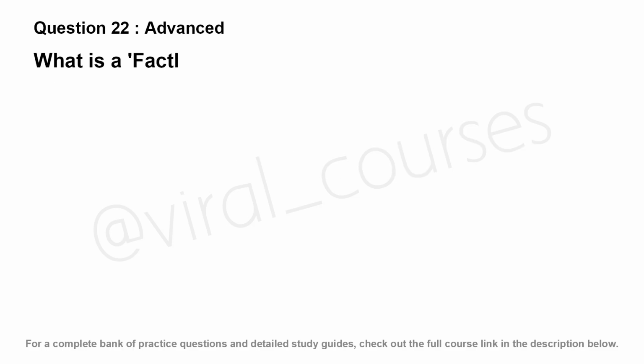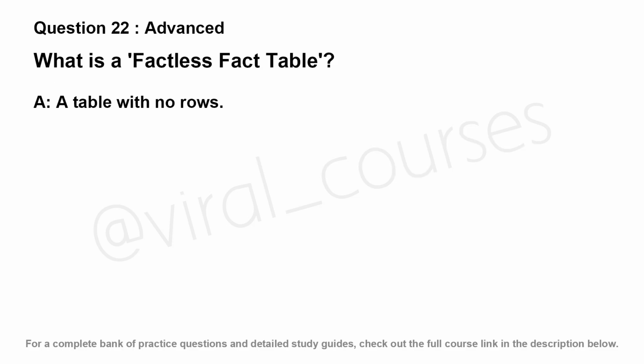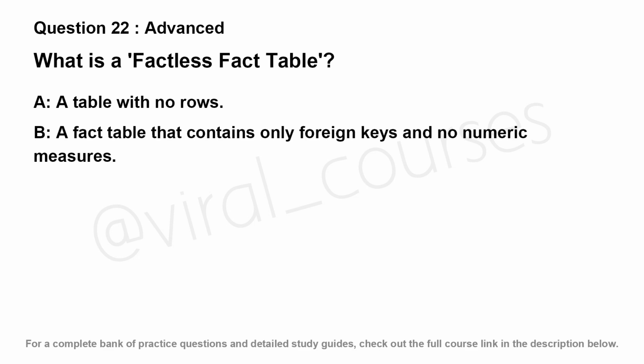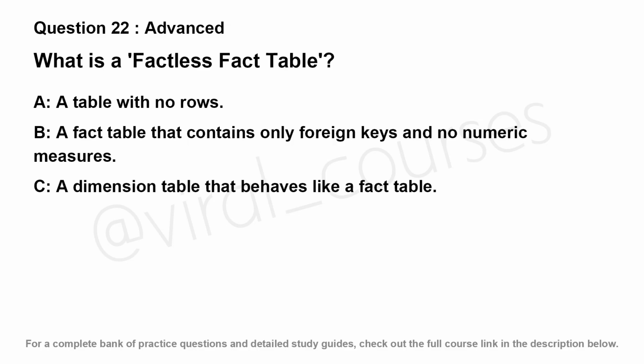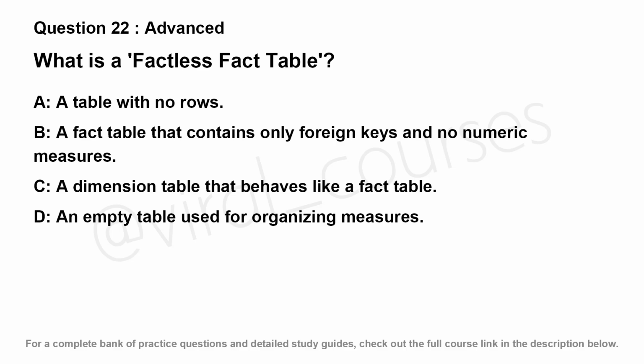What is a factless fact table? Option A, a table with no rows. Option B, a fact table that contains only foreign keys and no numeric measures. Option C, a dimension table that behaves like a fact table. Option D, an empty table used for organizing measures.